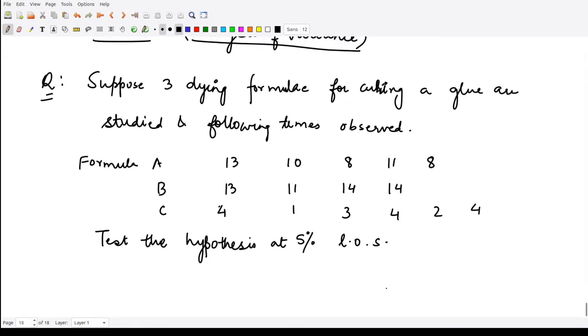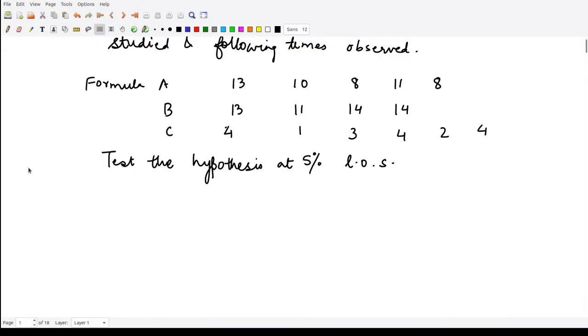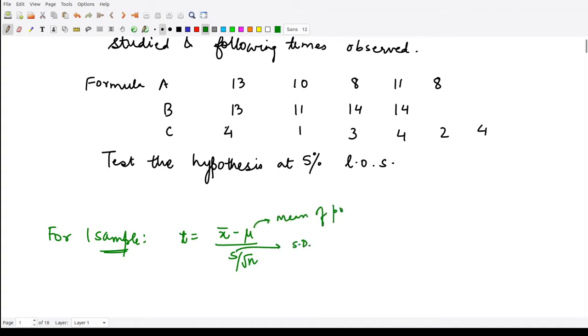Now can you test it using the t-test? T-test for one sample, what was the formula? T was equal to x bar minus mu divided by s divided by square root n, where s is the standard deviation for the sample, mu is the mean of the population, and x bar was the mean of the sample.